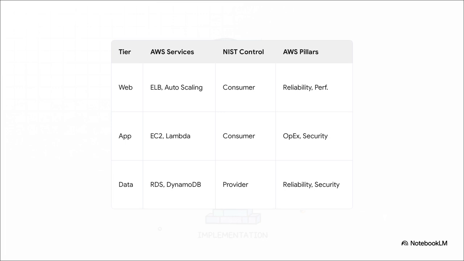Perfect. Now the app tier. We're using EC2 or maybe Lambda. Here, we're really focused on operational excellence and security. And finally, the data tier, with something like RDS. Here, NIST is clear. The provider is managing almost everything, so we get to focus on the reliability and security pillars, turning on encryption, setting up a multi-AZ deployment so we're resilient. See? This is what it looks like. This is architecture in action.